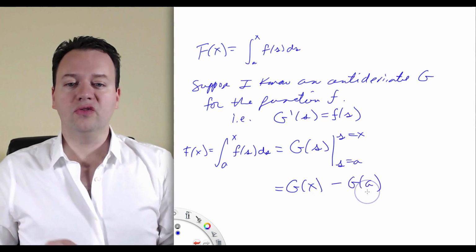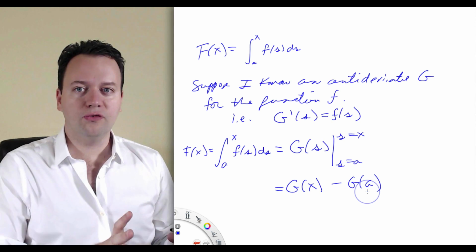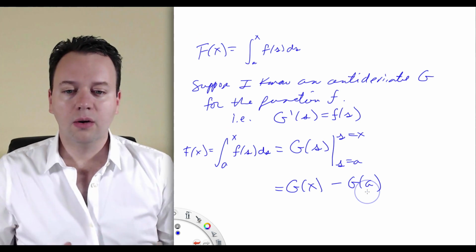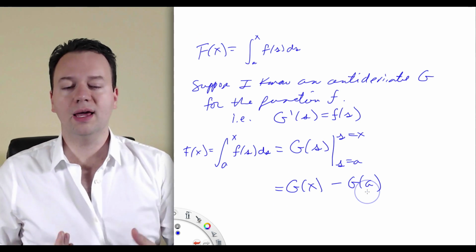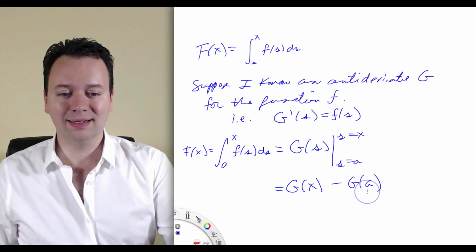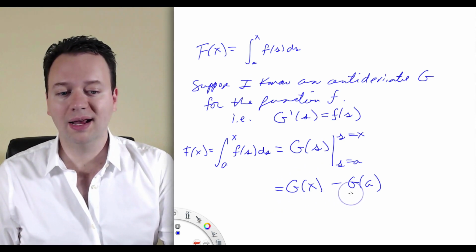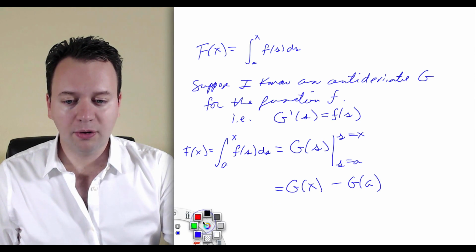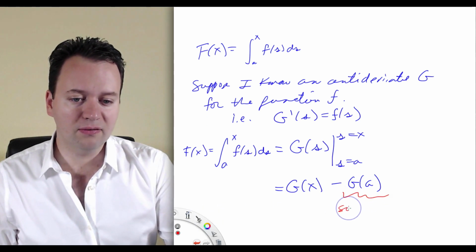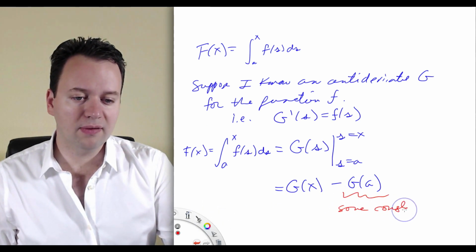So if capital G is some antiderivative for little f that I know, well, the fundamental theorem of calculus says that when I integrate little f from a to x, I get capital G of x minus capital G of a. Now, capital G of a is going to be some constant value.